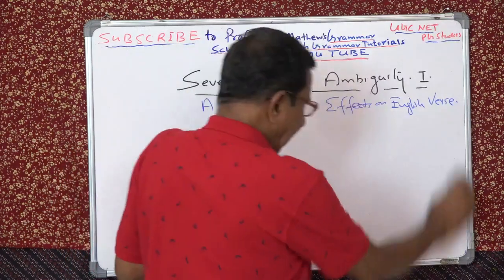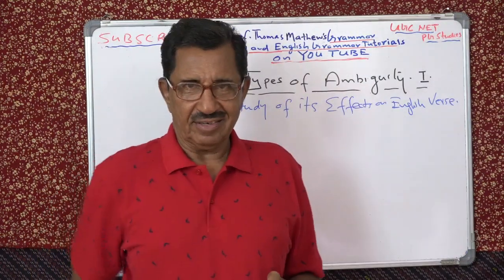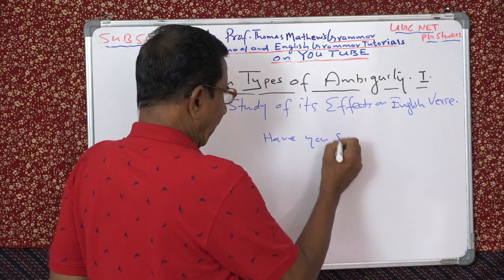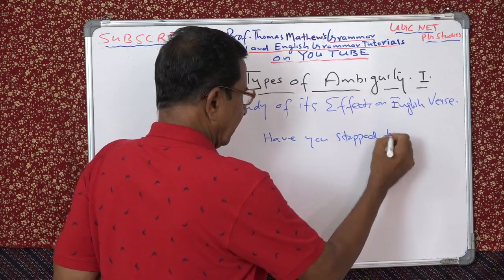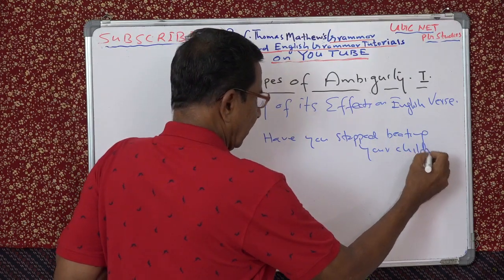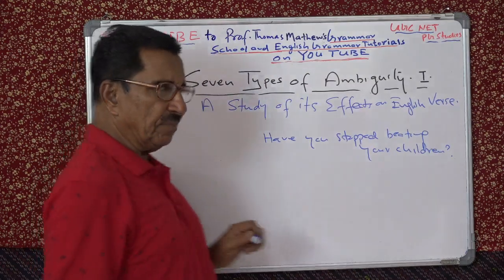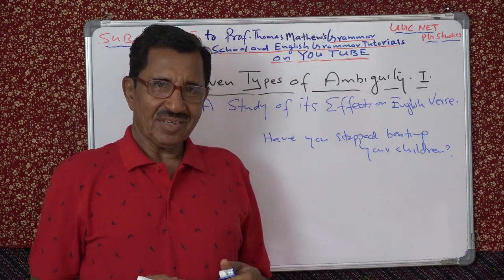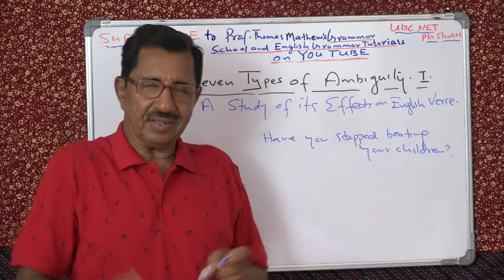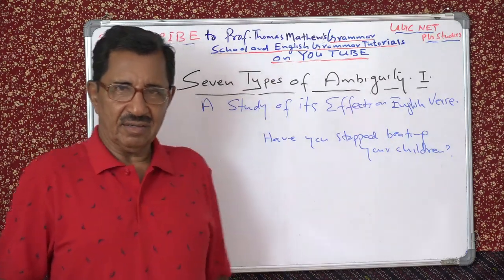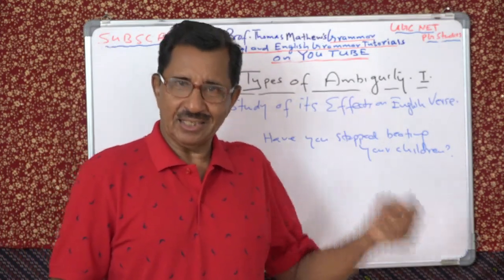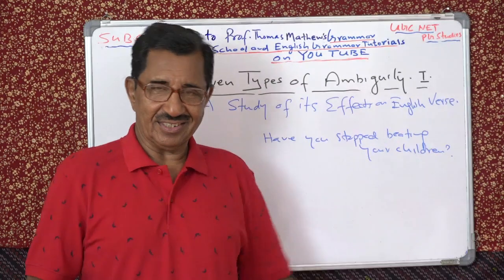I shall give you another example of simultaneous meanings. See a sentence like this. Have you stopped beating your children? Suppose you have got a sentence like this. Now what are the implications? Well, suggestion one. It is his habit. It has been his habit beating his own children. Two, he is a teacher and the teacher's habit is to beat the students, the children, his students.